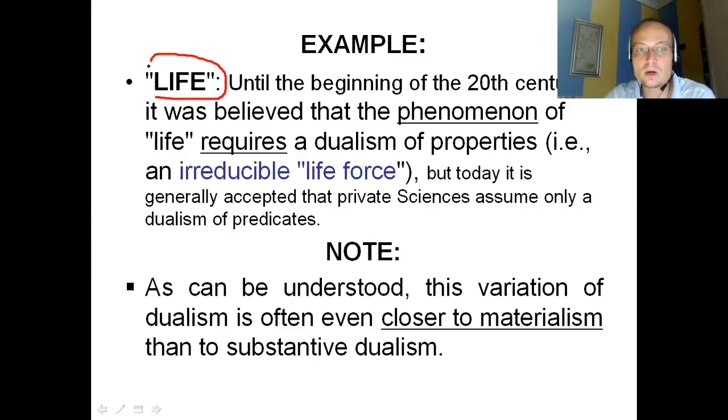Okay, an example for this: we all know about the phenomenon of life, and until the beginning of the 20th century it was believed that the phenomenon of life requires a dualism of properties. What does it mean? It means it requires an irreducible life force. Of course, this version of the example is very close to substantial dualism, not accidentally. Okay, yes, what we have said.